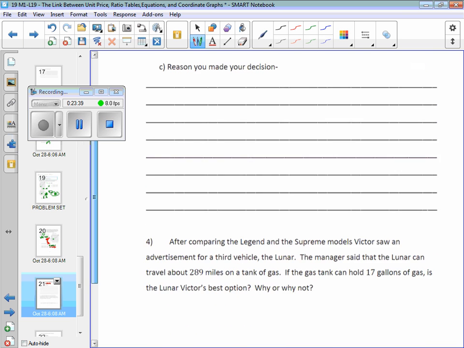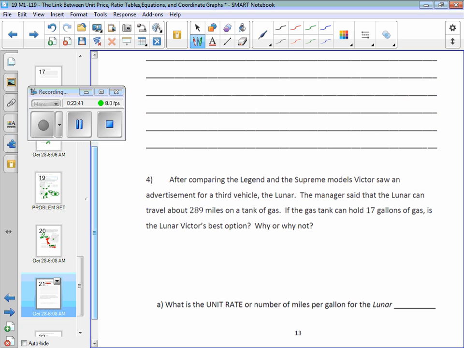I'm going to go down to the bottom, though. Okay, after comparing the Legend and the Supreme, Victor saw an advertisement for a third vehicle called the Lunar. The Lunar can travel about 289 miles on a tank of gas. If the gas tank can hold 17 gallons, actually what it's asking is how many miles per gallon is that car getting? Because that's how you're going to make your decision. So, we're going to divide.